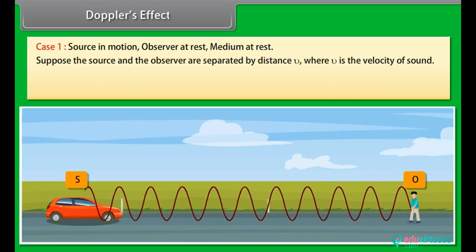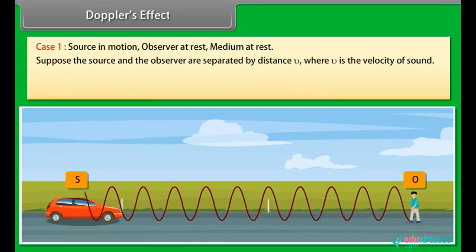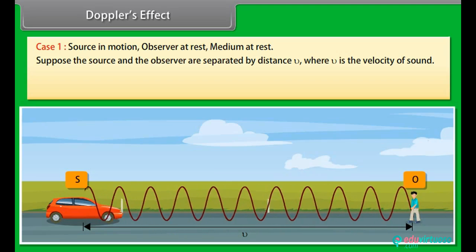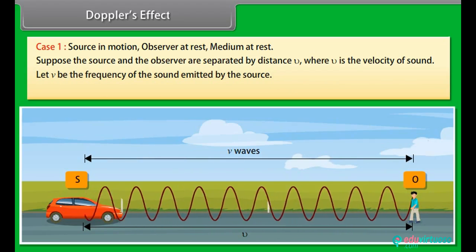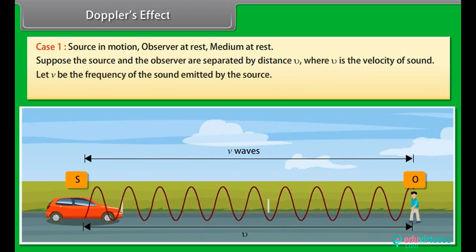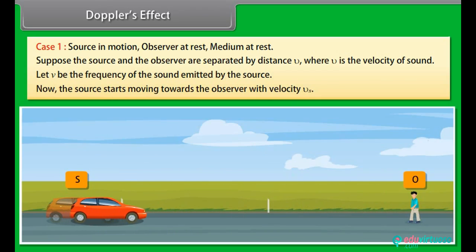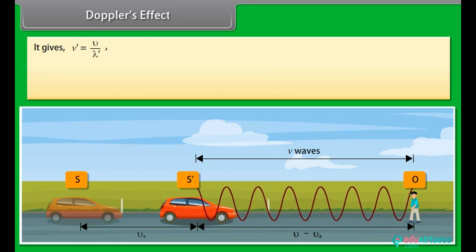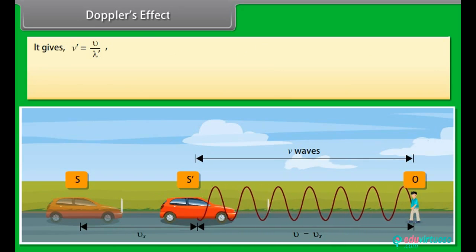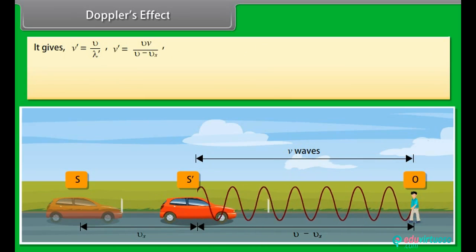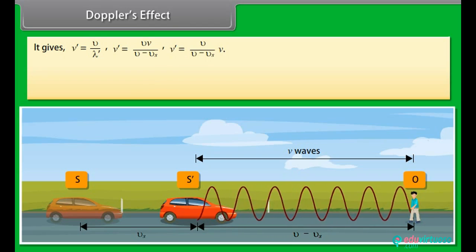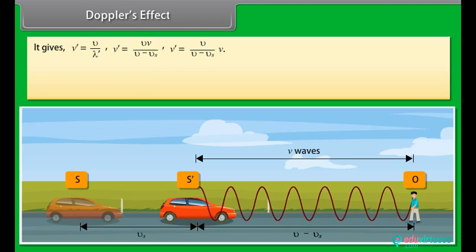Suppose the source and the observer are separated by distance v, where v is the velocity of sound. Let nu be the frequency of sound emitted by the source. Now, the source starts moving towards the observer with velocity vs. It gives nu dash is equal to v upon lambda dash. On calculating, we get nu dash is equal to v upon v minus vs, multiplied by nu.